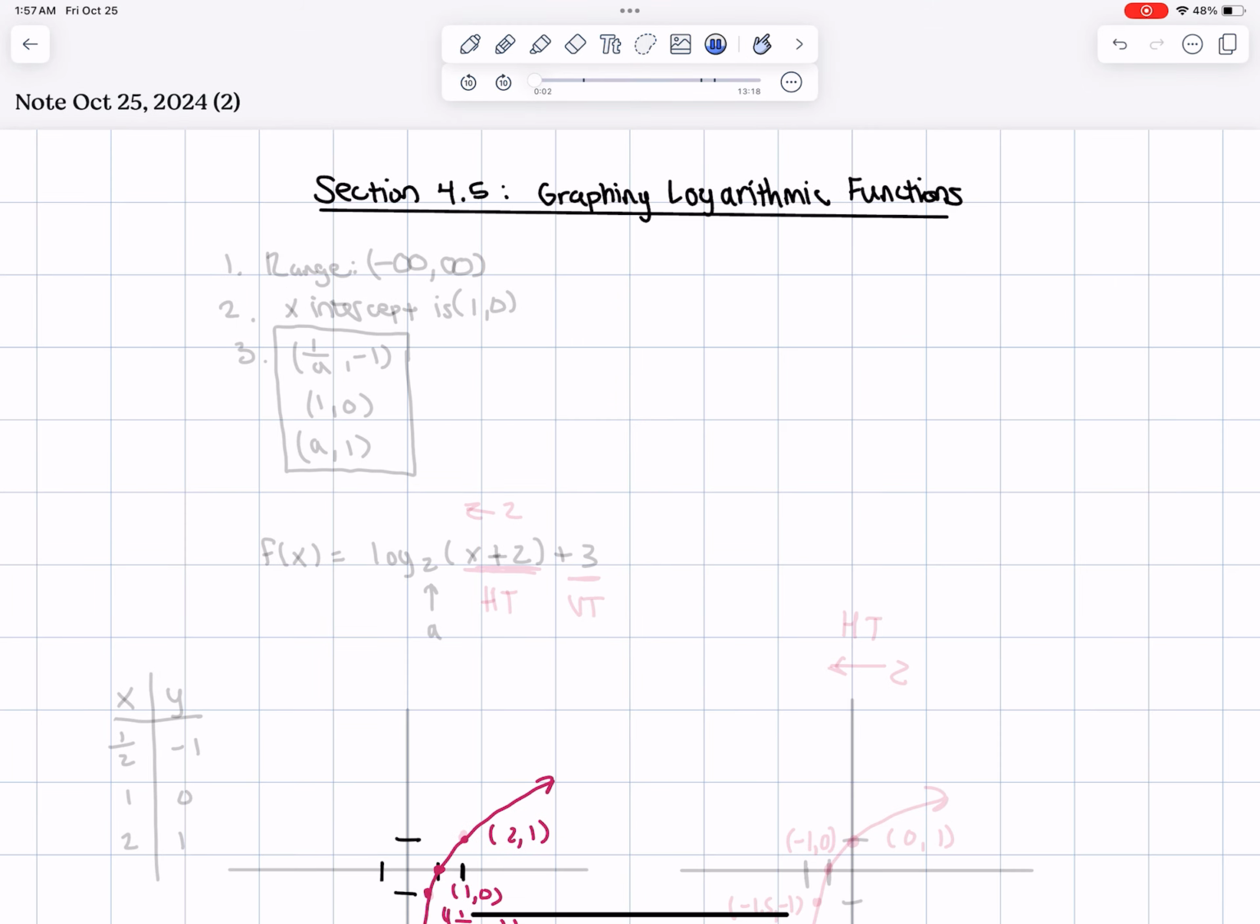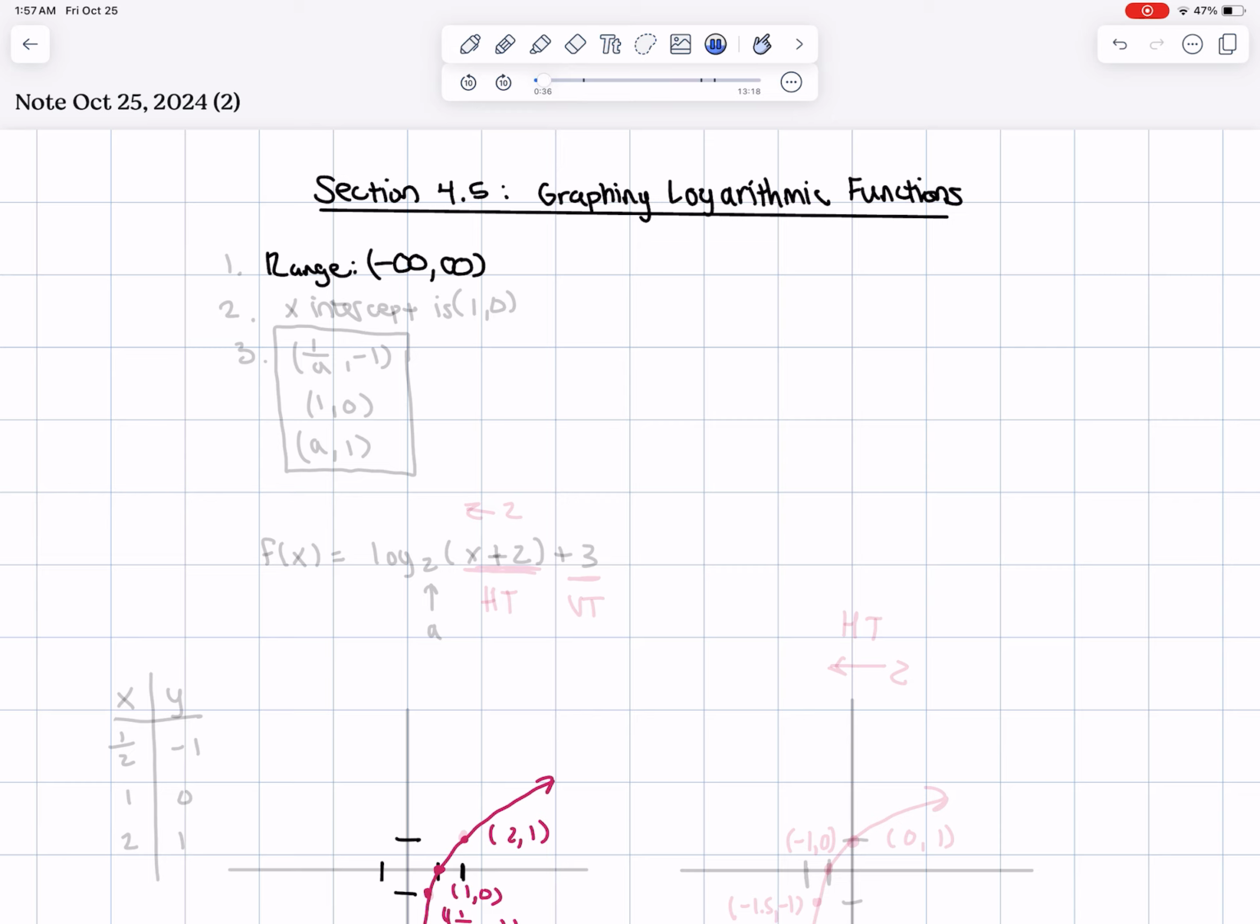So this is section 4.5, graphing logarithmic functions. And we're going to do a quick little dive into the properties of logarithmic functions. The first one is, the domain is the set of all positive real numbers, and the range is the set of all real numbers. So that means, in this case, it's the opposite of the exponential. So we know our range is going to be negative infinity to positive infinity.